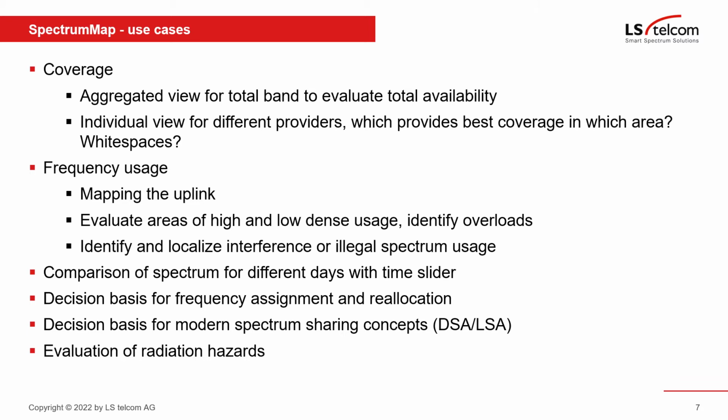You can see if a band is not used according to its license agreement. You can think about reallocation. You can also make use out of modern concepts like spectrum sharing. So if, for example, one company on one side of the city can use the same band like the company on the other side of the city, you can check this and verify it with Spectrum Map.